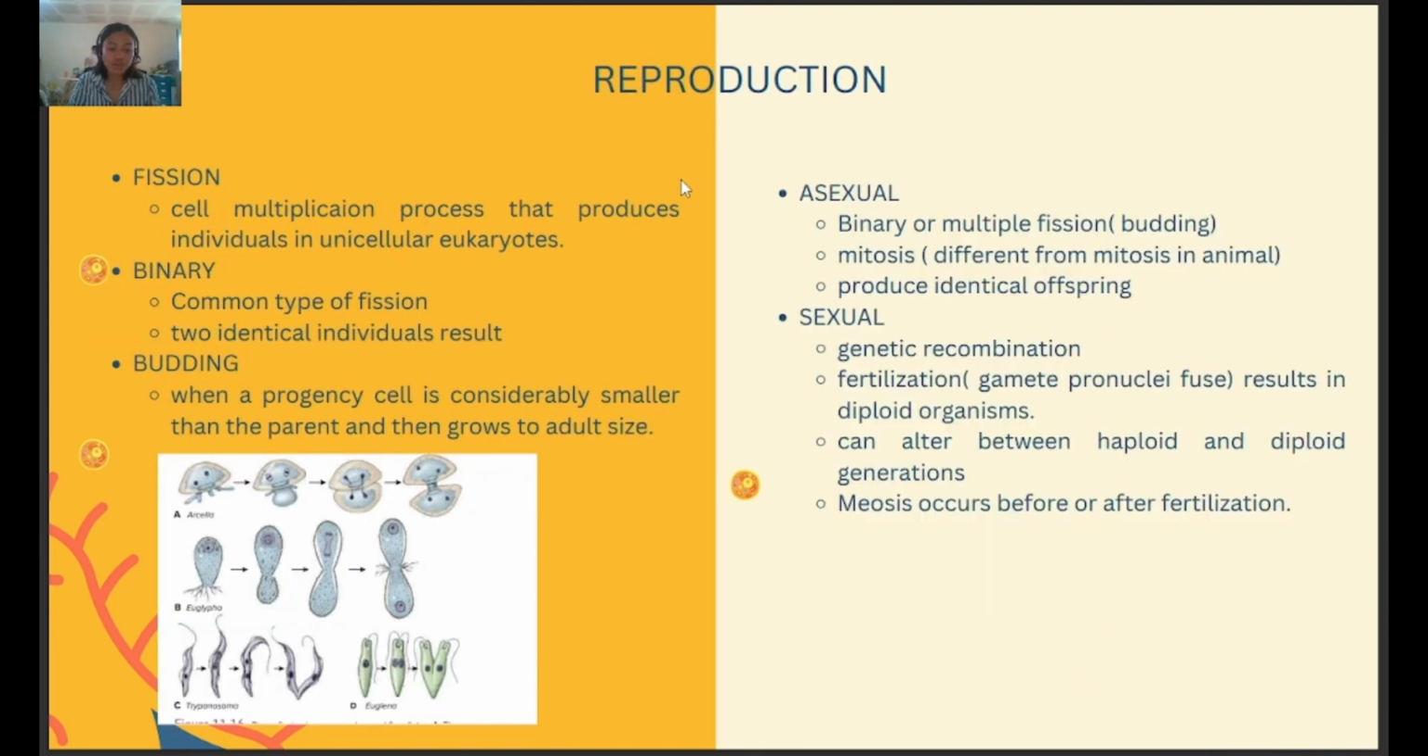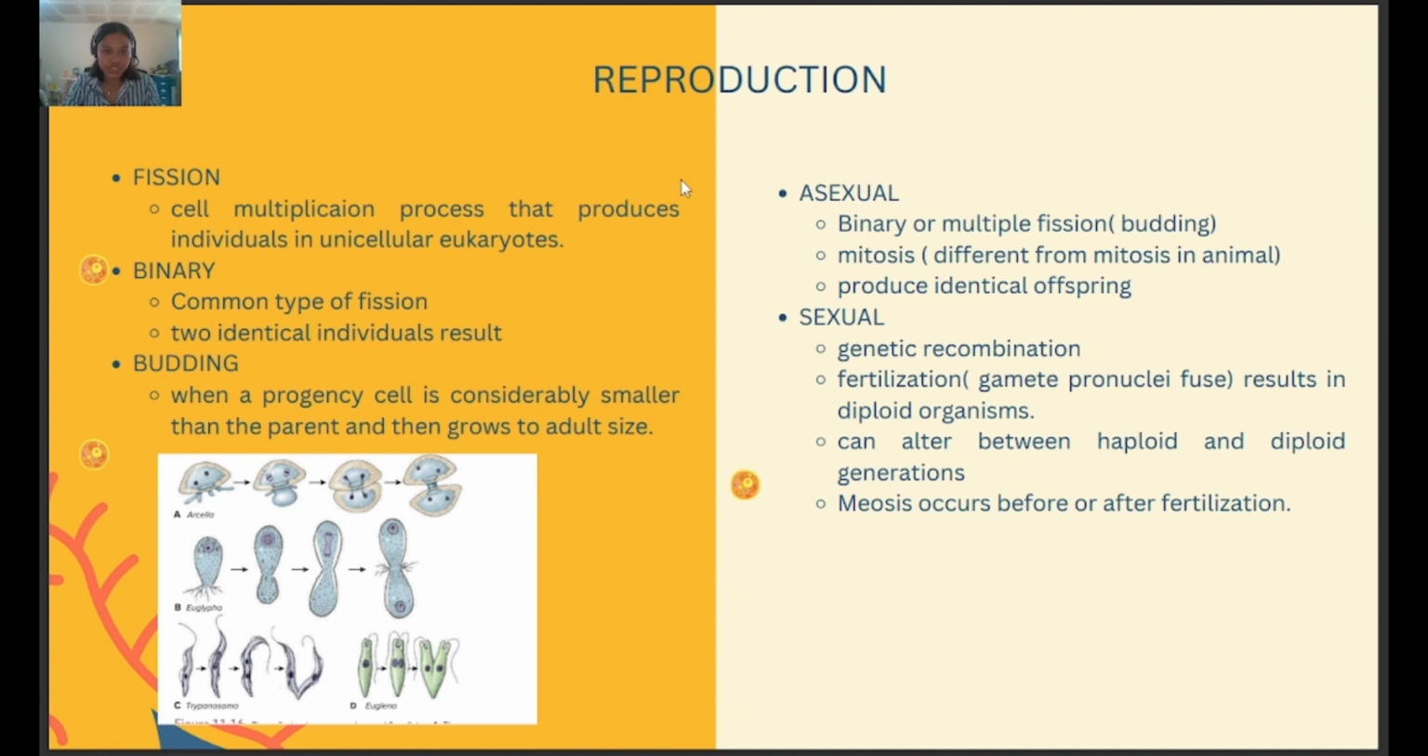And the other category is reproduction. Although all unicellular eukaryotes reproduce asexually and some apparently sexually, sexual reproduction testifies to its importance as a means of genetic recombination.